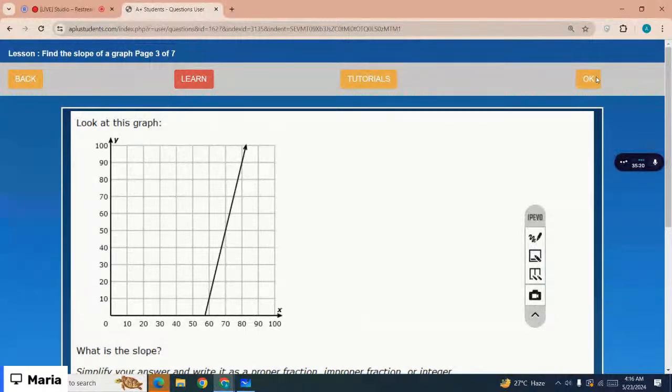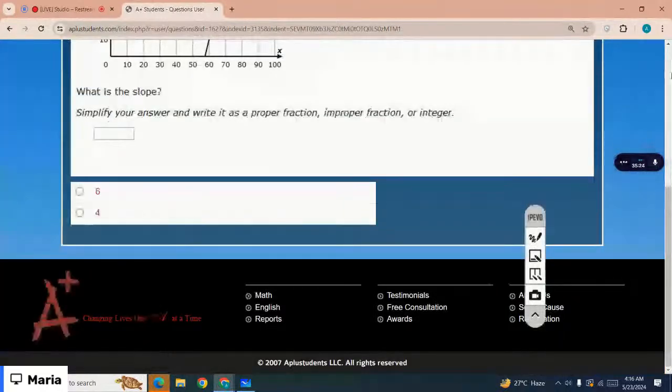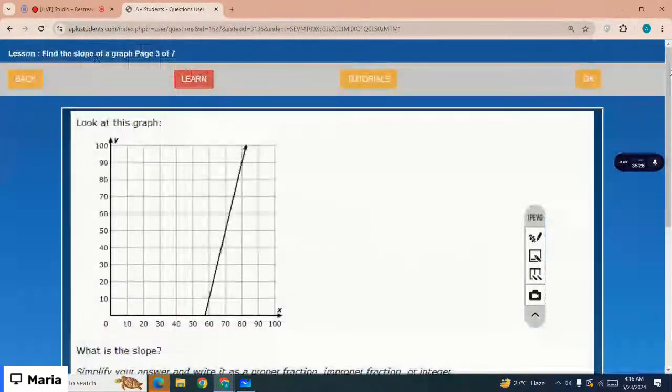Look at this point. Isn't it the same one? No, that's not the same. Look at this graph. What is the slope? So which is the correct option?